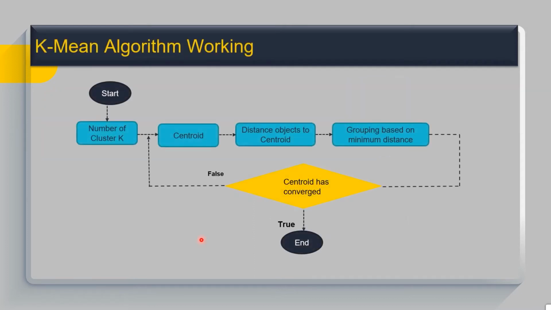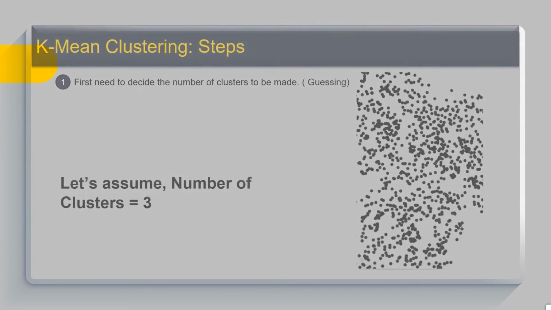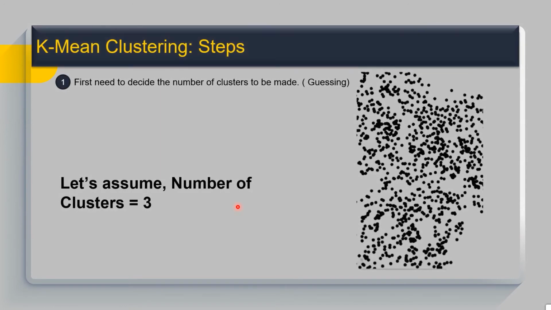Now, if you have a look at the algorithm working here, first of all, it starts by defining the number of clusters, which is k. Then we find the centroid, we find the distance of each object to the centroid, then we group based on the minimum distance. Has the centroid converged? If true, then we make a cluster; if false, we repeat all the steps again and again. So let me show you how exactly clustering works with an example here.